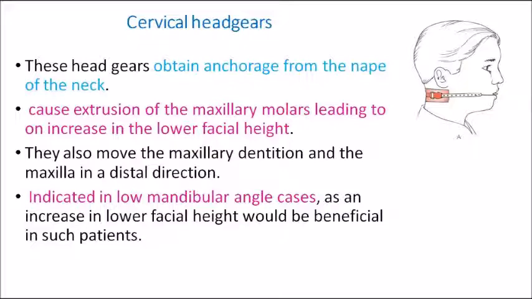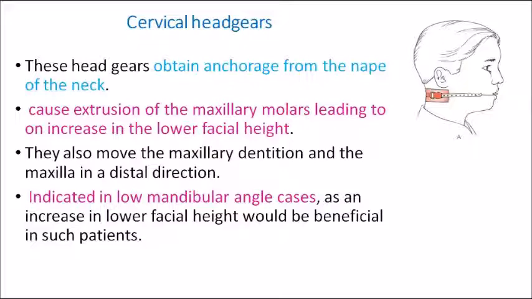So obviously the ideal candidate for giving such an appliance will be patients with a reduced facial height, that is, patients having a low mandibular plane angle. They will achieve three purposes when you are giving a cervical headgear. First, it can intercept the growth of the maxilla. Second, it can cause the distal movement of the maxillary dentition as well as the maxilla. And third, there is extrusion of the upper molars, which can increase the lower facial height. So an ideal candidate for cervical headgear is a person with a low mandibular plane angle and a reduced lower facial height.